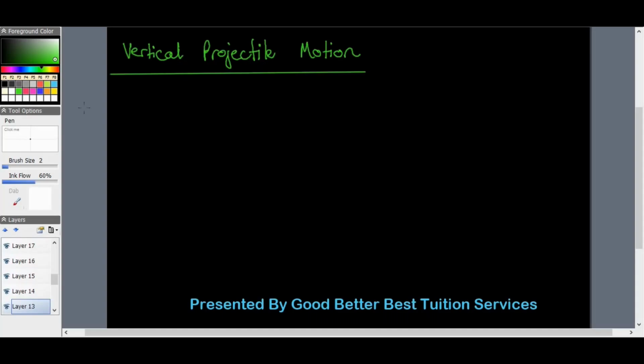Alrighty, grade 12s. Let's look at vertical projectile motion. This is a nice topic in physics. Quite a nice topic, and believe it or not, arguably, and if something's arguably, that means it's usually debated or argued over, it's arguably the most failed question in a matric exam.